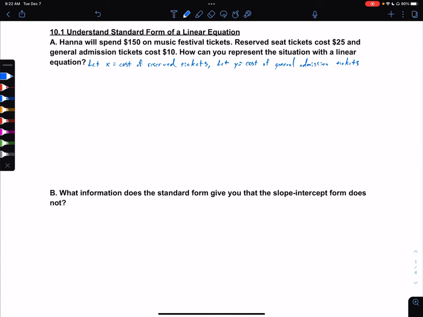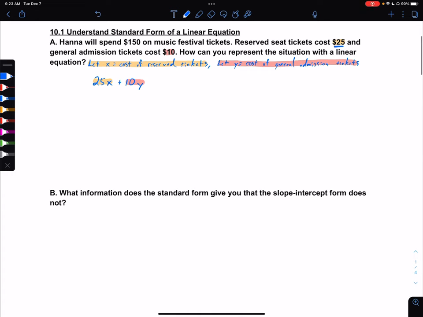So if we were to set up this equation, the money spent on the reserve tickets would be the $25 times x, the number of tickets that Hannah bought. So in this case, x being the reserve tickets would be 25x. And then we would add to that the cost of the general admission tickets, which would be the $10 per ticket times y, and that's 10y.